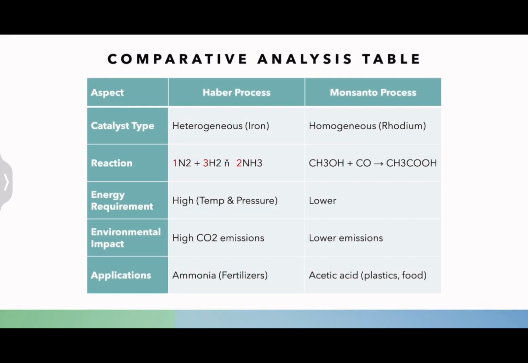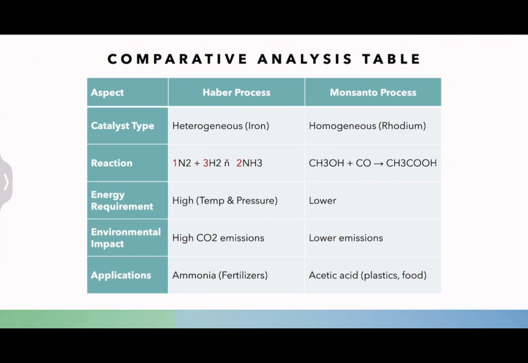So here's a comparative table of the Haber process and the Monsanto process. For the Haber process, you use iron as a catalyst, which is a heterogeneous catalyst, while for the Monsanto process, you use a rhodium catalyst, which is a homogeneous catalyst. Next, you can see the chemical equations for the reaction of both processes. The Haber process has a high energy requirement and needs high temperature and pressure, while the Monsanto process needs lower energy.